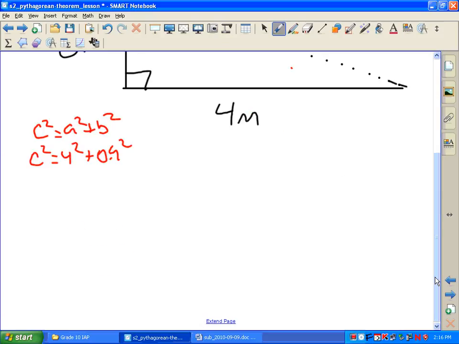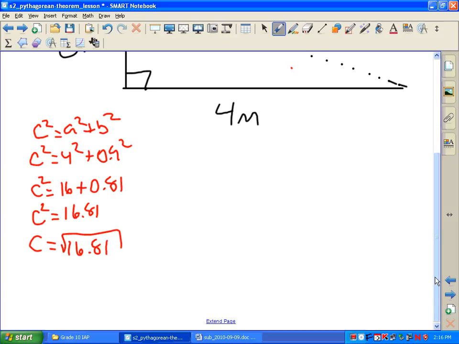So C squared is 4 squared plus 0.9 squared. And that's going to give us C squared is 16 plus 0.81. C squared is 16.81. So to find out the length of the ramp, we're going to take the square root of 16.81. And if we do that, we get an exact answer of 4.1 meters. So the ramp is going to be 4.1 meters in length.